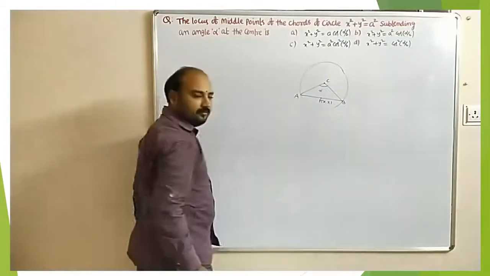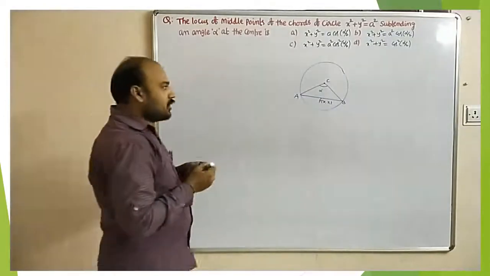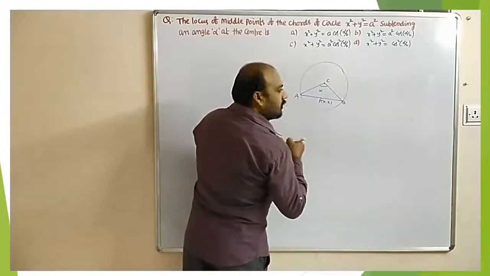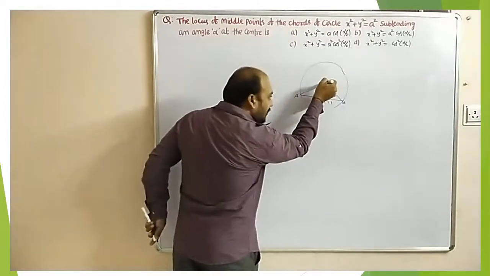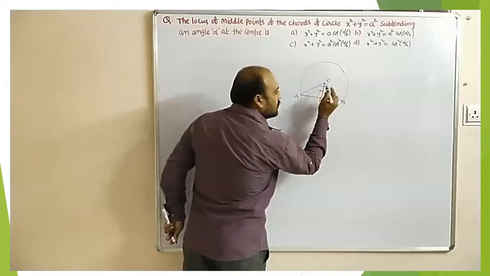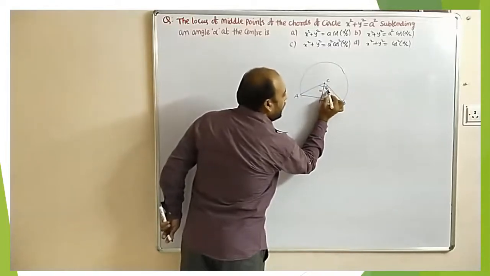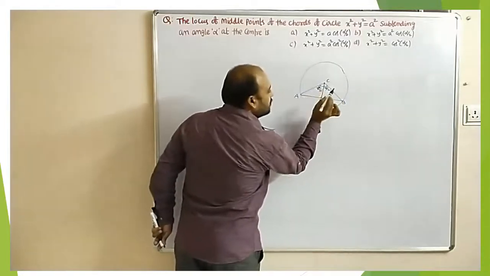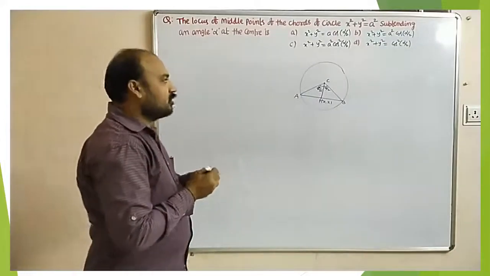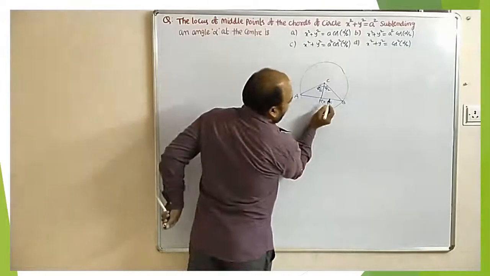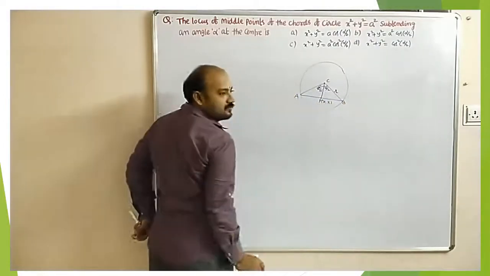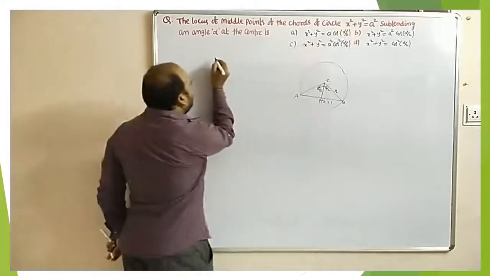Draw one perpendicular from center of the circle to the midpoint of the chord. This line is bisecting, so here angle is alpha by 2. Here also angle alpha by 2. So angle BCP and angle PCA equal to alpha by 2. So from C to B is radius, even C to A is also radius.